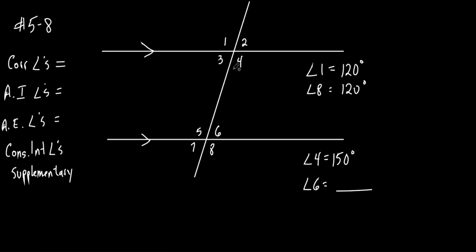What's my other option? Adding them up and setting them equal to what? 180. So if angle 4 is 150 degrees, then what's angle 6? 30 degrees. That's right. And if you needed to show work, what would it be? 180 minus 150, and that gives you 30. So that's 30 degrees.